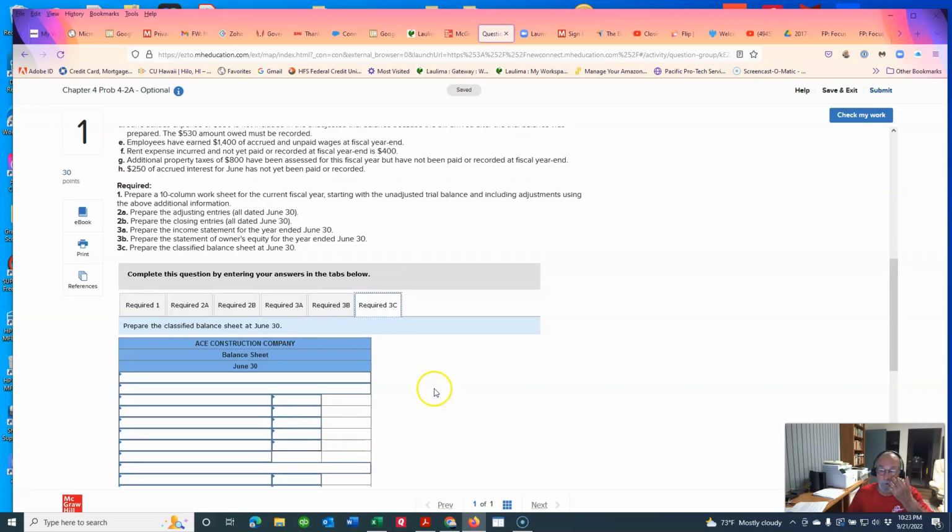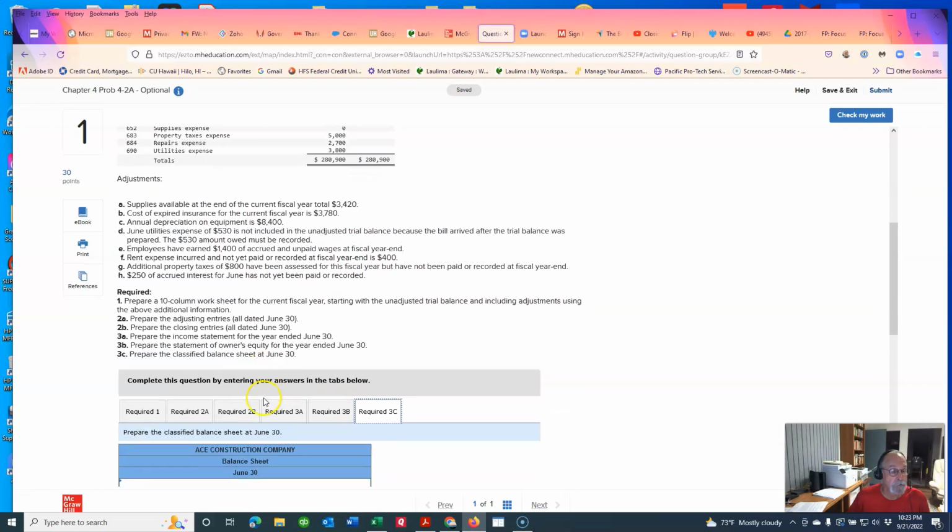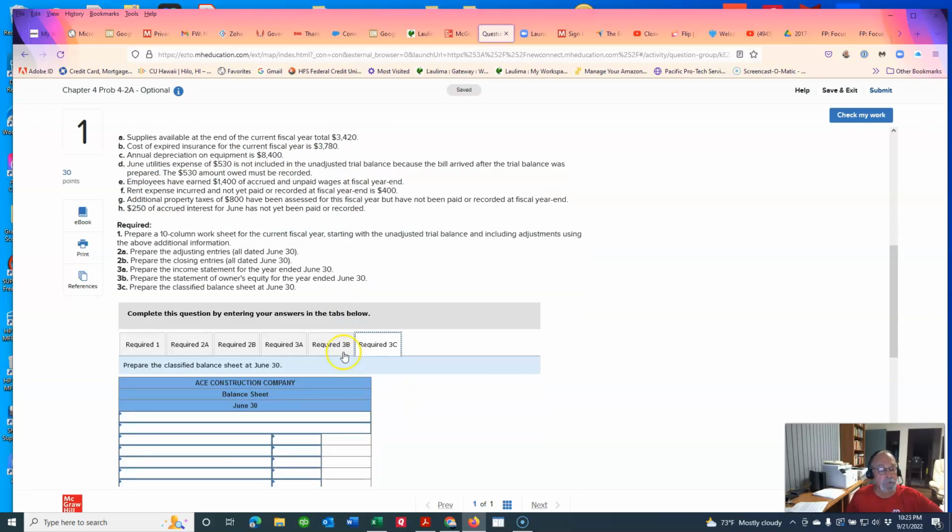This is at least an hour long, probably more like 2 hours long. And because we're doing it this way with a video, and I'm taking my time and trying to explain things slowly as I go, it might take hours. Okay, so let's take it one step at a time. Requirement 1, prepare the 10-column worksheet for the current fiscal year, starting with the unadjusted trial balance and including adjustments using the above additional information. So adjustment A is supplies available at the end of the current fiscal year are 3,420.